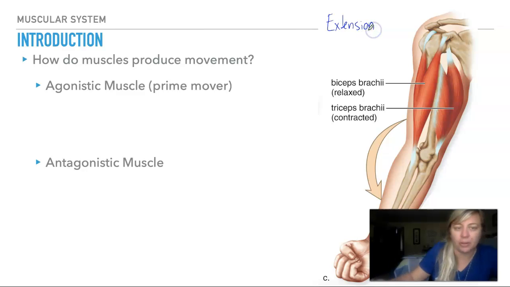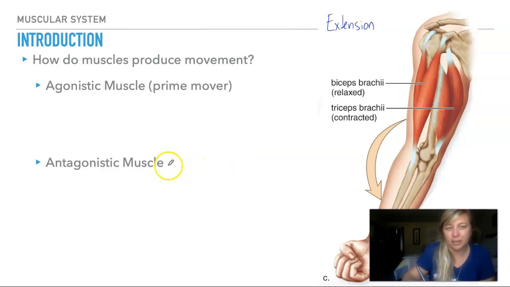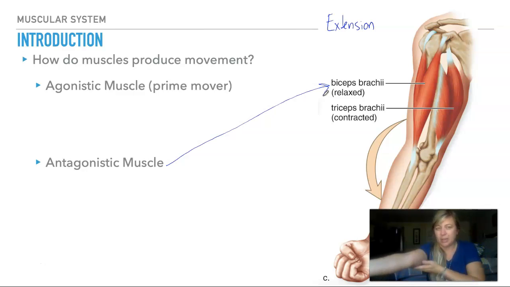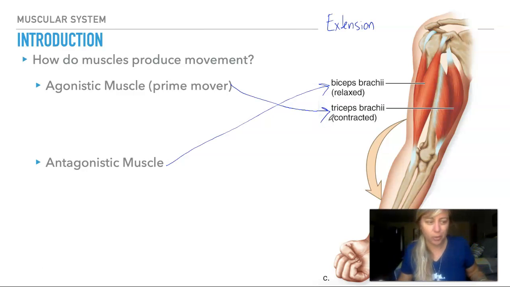But think about what's happened with our agonistic muscle, our prime mover, and our antagonistic muscle. So when you have your arm extended, feel your biceps brachii, right? It's actually relaxed, right? So now our biceps brachii has become our antagonistic muscle, because it's relaxed. And if you go back and feel your triceps, if you really try to extend your arm, for me, I've got to feel under some skin and some fat, but I can find my triceps down there and I can feel that it's contracted. So in extension, the prime mover is actually the triceps brachii. So these two muscles have flip-flopped their role depending on the movement that you're doing.